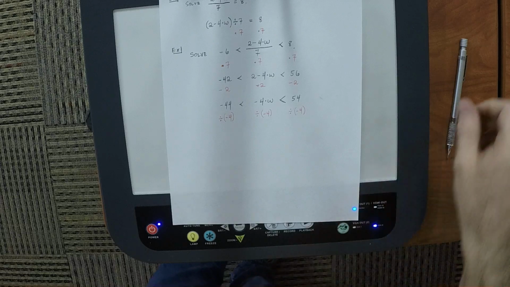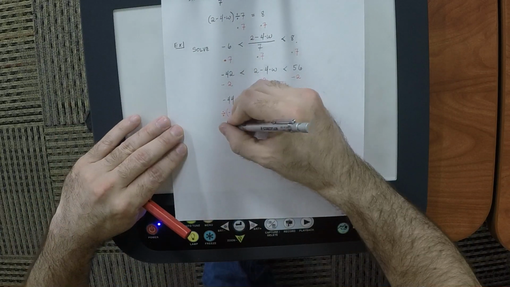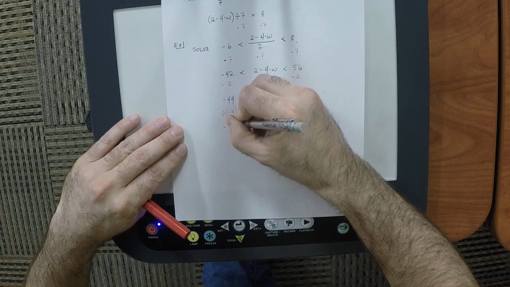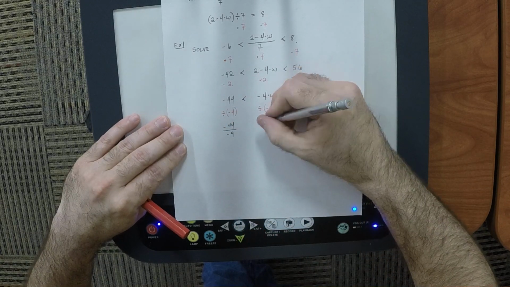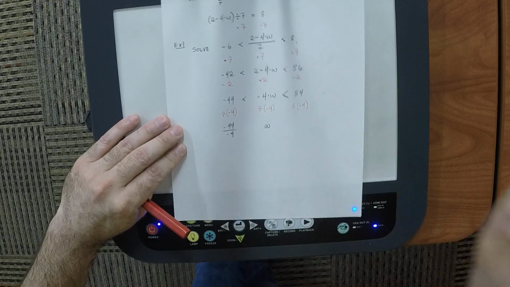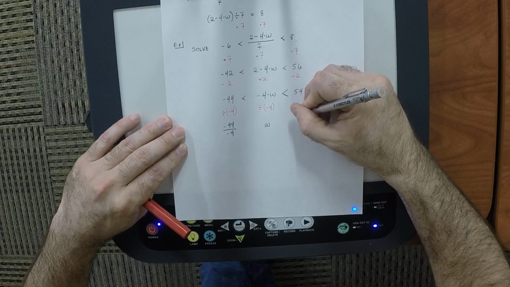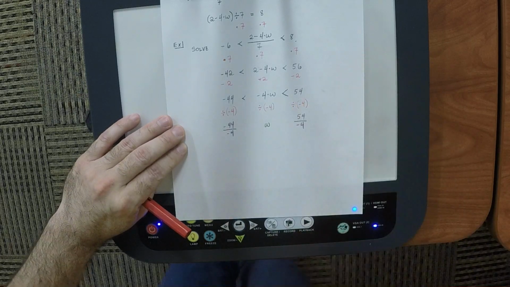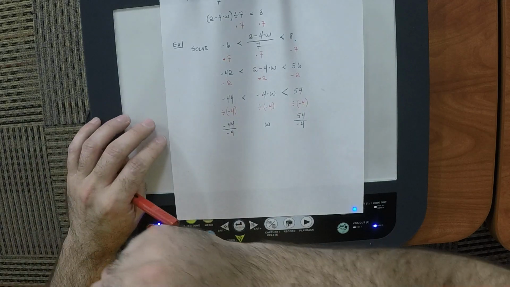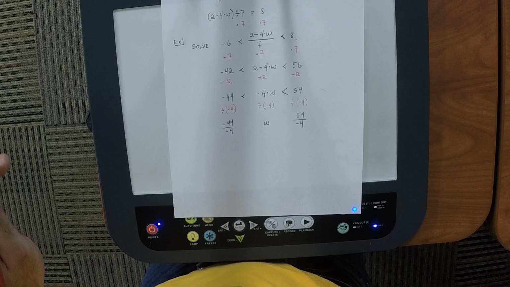So just dealing with the positions for a moment, the left position will be negative 44 over negative 4. The middle position will be just W, because that was the point of dividing by negative 4. And the right position will be 54 over negative 4. Then what semi-surprising bookkeeping issue also comes up? Divided by negative 4. Signs. What do you mean, signs?